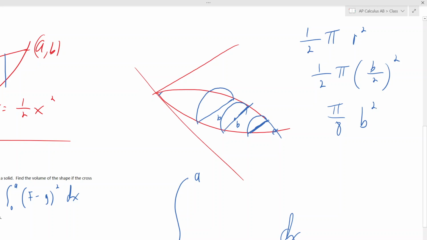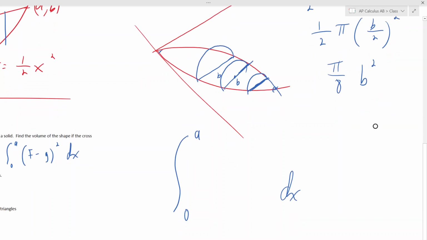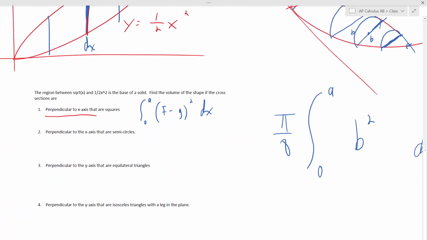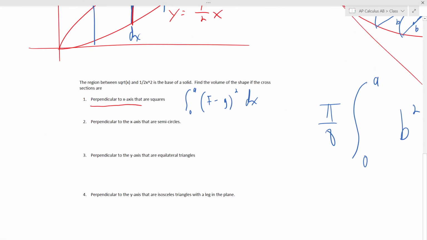It's b squared, but you've got the pi and you get a 4 underneath times another 2 is an 8. Okay? So with semicircles, and this is a formula you can memorize, whatever the base happens to be, if the cross sections are semicircles, it's just pi over 8 base squared. So the answer to 2 is just like the answer to 1, except you put a pi over 8 up front. Okay?